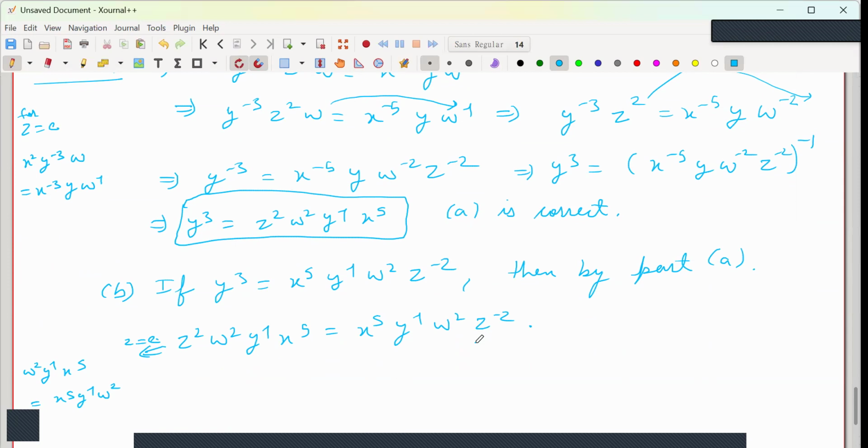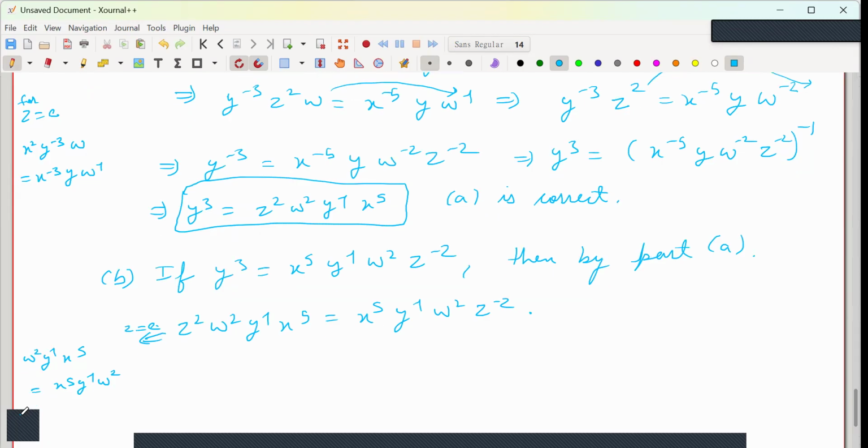Somehow we need to show that this is true, but this is not true. Can we do some more trick? Will some more specialization help us or not? For example, what if I put Y to be identity as well? This will vanish, this will vanish, and we will have X square.